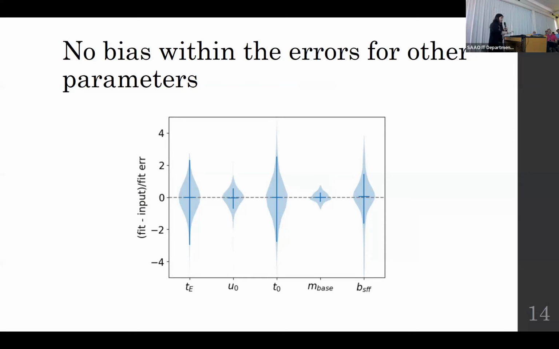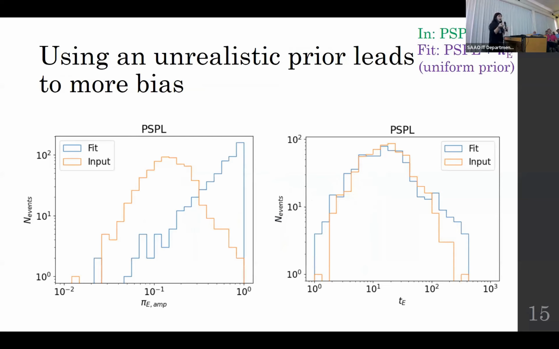Because we can see that using an unrealistic parameter can lead to more bias, both in the parameter itself and in other ones. So this is when we tried a uniform prior in pi e, and you can see on the left here that the number of events is a function of pi e. The distributions are just totally different, where the orange is the input and the blue is the fit. But it doesn't just affect pi e, it can also affect the Einstein crossing time. You can see that the fit and input distributions are significantly different here.